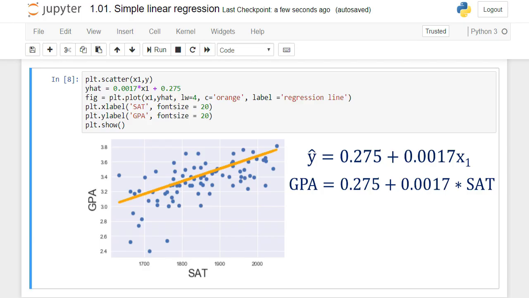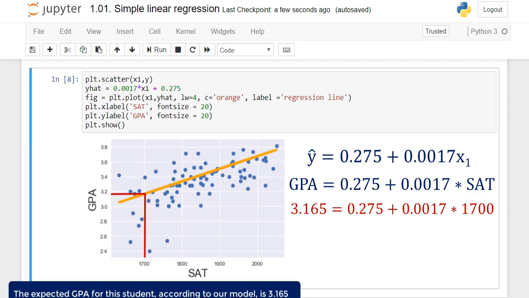Okay, how useful is that prediction, you may ask? Well, knowing that a person has scored 1700 on the SAT, substitute in the equation and obtain the following: 0.275 plus 0.0017 times 1700, which equals 3.165. So, the expected GPA for this student, according to our model, is 3.165. And that's the predictive power of linear regressions in a nutshell.